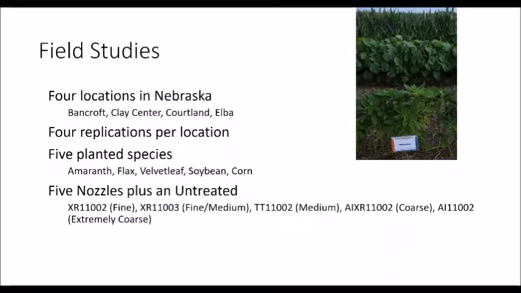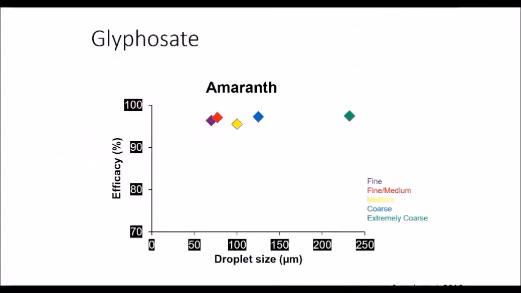This again was part of Dr. Creech's work as a PhD student, and it really gave us an initial look at what was going on and why certain labels had certain application information in them. So what you see here is the glyphosate application on amaranth.